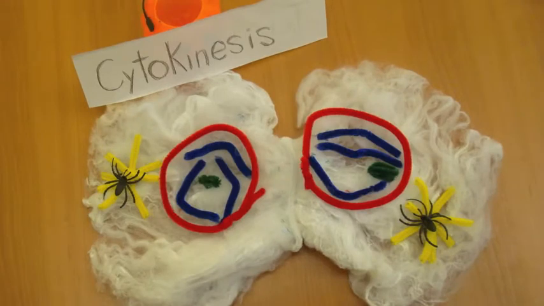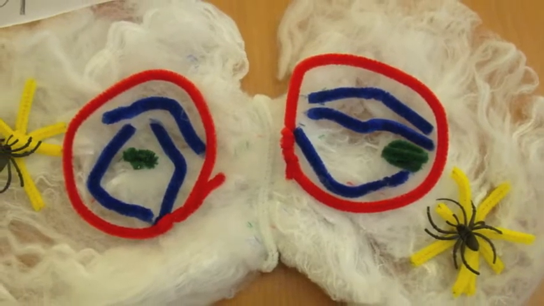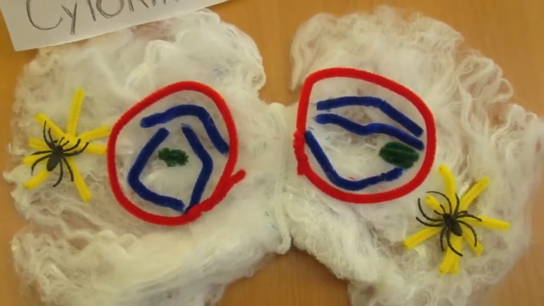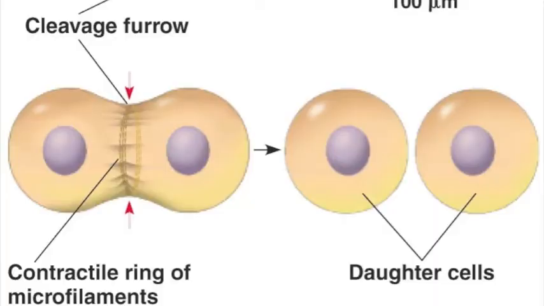Cytokinesis happens after mitosis is complete. The cytoplasm of the cell successfully divides during cytokinesis. In animal cells, a cleavage furrow forms and pinches the cell in 2.